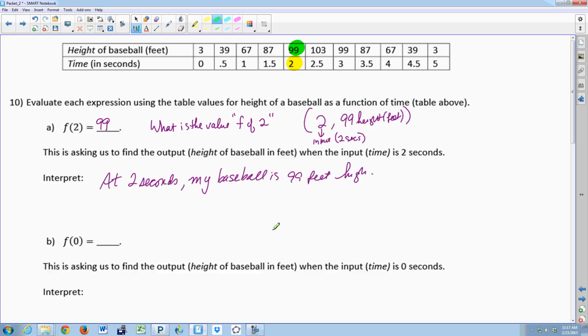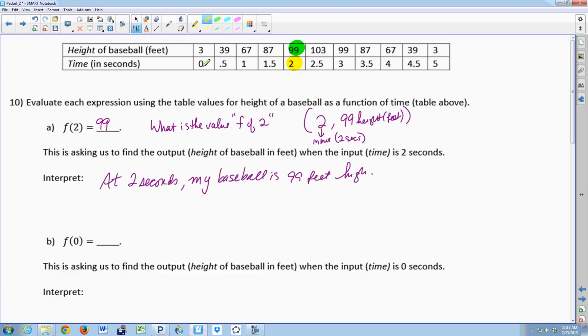Okay, what about f of 0? Can someone help me put my bingo chips? Where would my yellow bingo chip go for f of 0? Someone other than Amber, who's giving you all the answers? I just want to know where 0 is. Which 0 do I look for? Time, right? Because that's my input, right? So where do I put my 0 bingo chip, Nick?